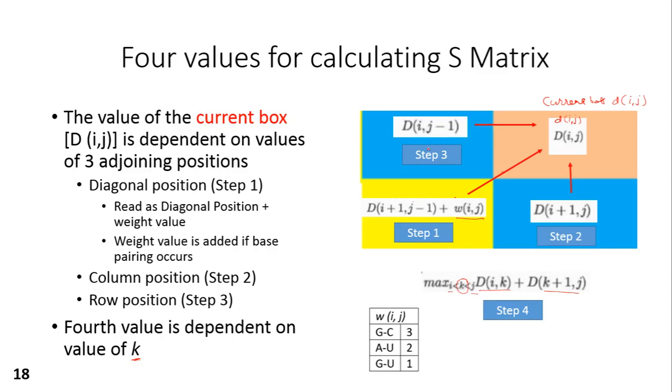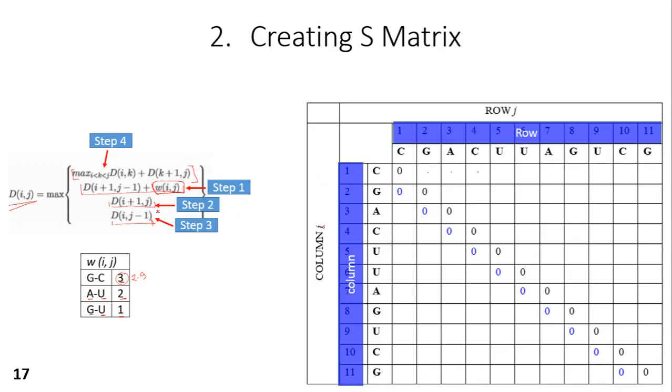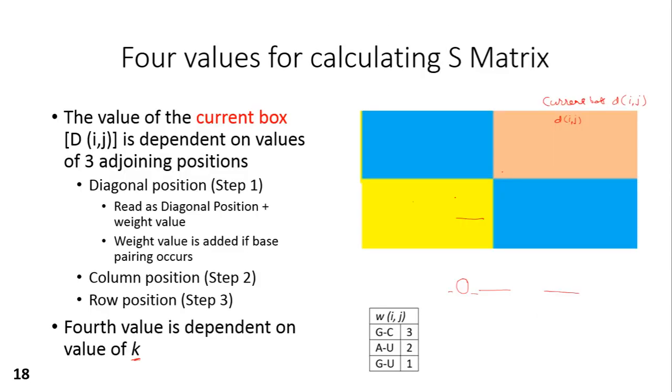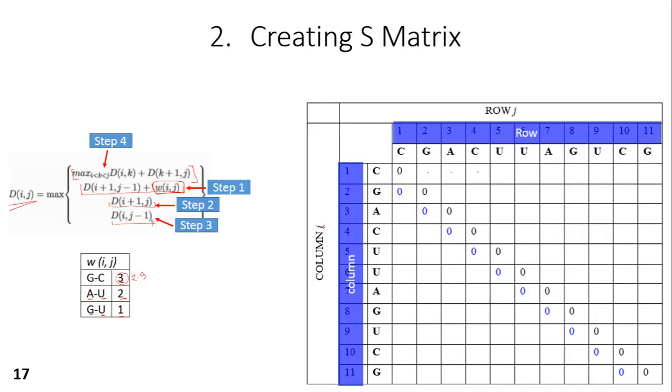Now it is clear that of the 4 steps present in the Nussinov-Jacobson algorithm, these 3 steps are quite simple. This is the previous diagonal box plus you would have to add the weight value if there is a base pair. This one is from your column, and the remaining one is from your row position. This one is your column and this one is your row.